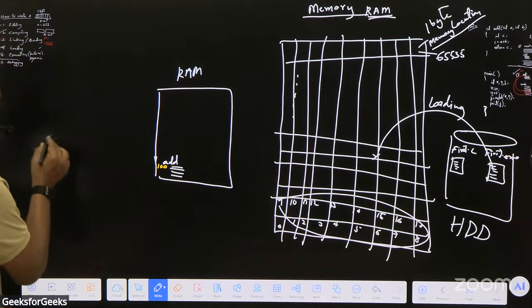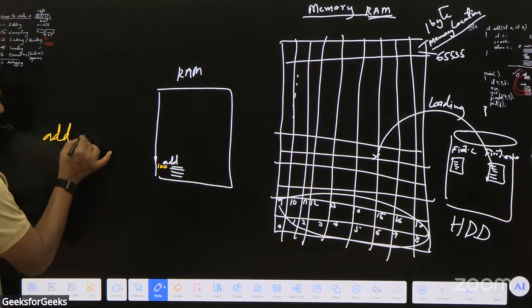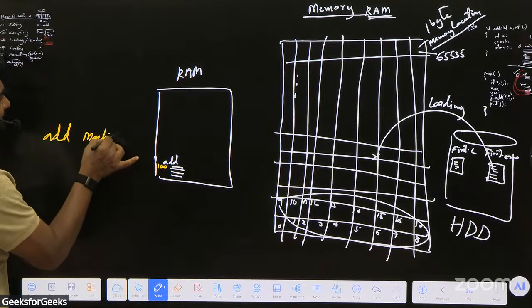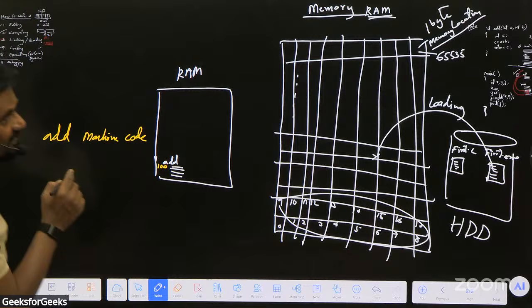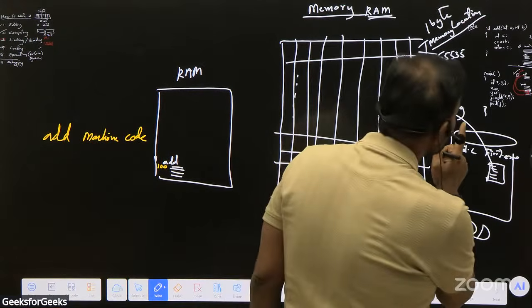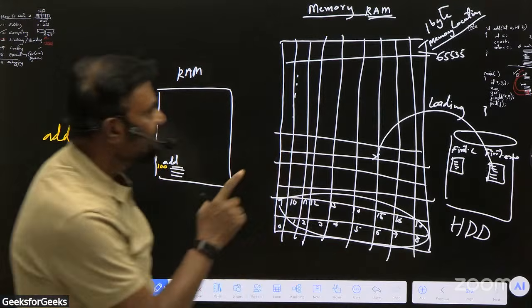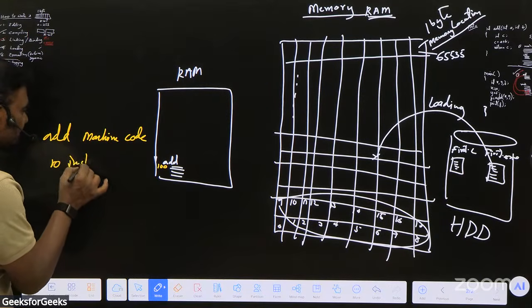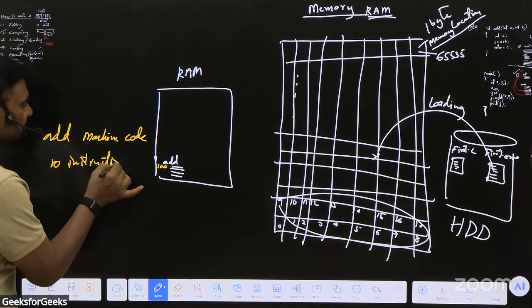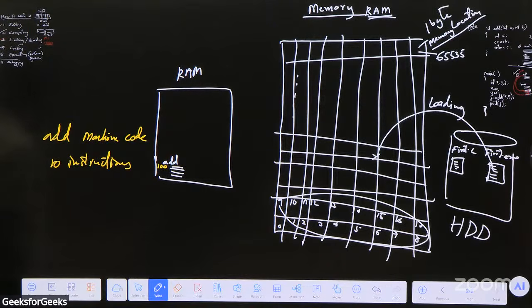Now a little bit more I will tell. Assume that the add function machine code has a total of 1, 2, 3, 4, 5, 6, 7, 8, 9, 10 instructions. Okay, 10 instructions. Assume this one. We'll discuss this first, then we'll go back there. The add function has a total of 10 instructions.